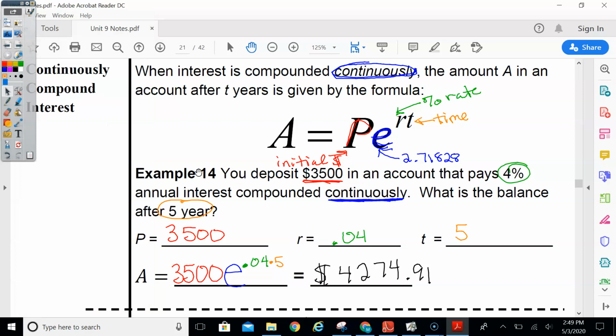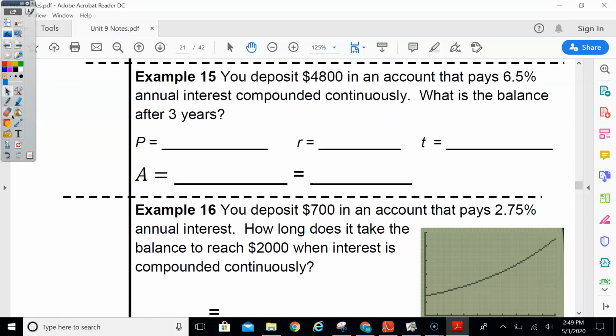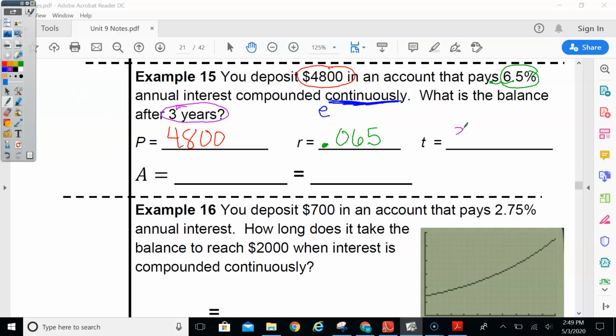Alright, so let's do one more with this, and then those are the 4 models. The rest of it is just practicing with the 4 models. Alright, so you deposit $4,800. So again, that's my P, my initial amount, into an account that pays 6.5. So if we move the decimal twice, we get 0.065 as your rate. And it's compounded continuously. This means we want to use the E. I call it PERT. We want to use the PERT equation. And I want to know what is the balance after 3 years. So 3 is my time.